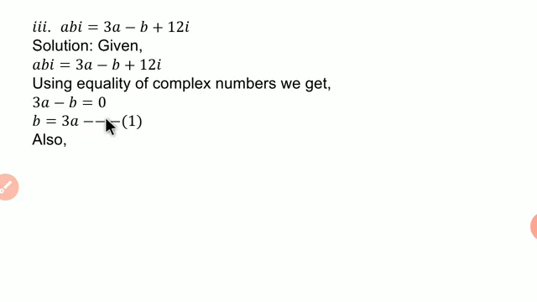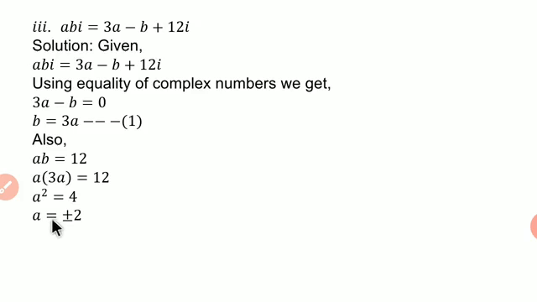Also comparing their imaginary parts, we get ab is equal to 12. Now put the value of b as 3a. So we get a into 3a is equal to 12. Dividing by 3, we get a square is equal to 4. Since a square is equal to 4, that means a has two values. Either a is 2 or a is minus 2. And therefore a is equal to plus or minus 2.